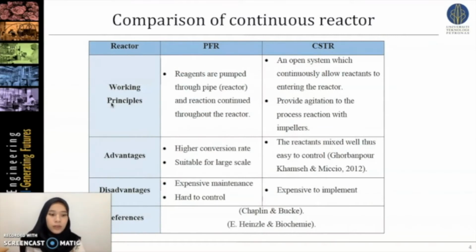Since the process is a continuous process, we compared these two reactors, both of which are continuous reactors. The table shows the comparison for the process reactor of the plant. From the comparison, CSTR is chosen as the reactor because it provides agitation to the reaction process, which is needed in order to facilitate the depolymerization reaction, which will result in higher efficiency of the reactor.